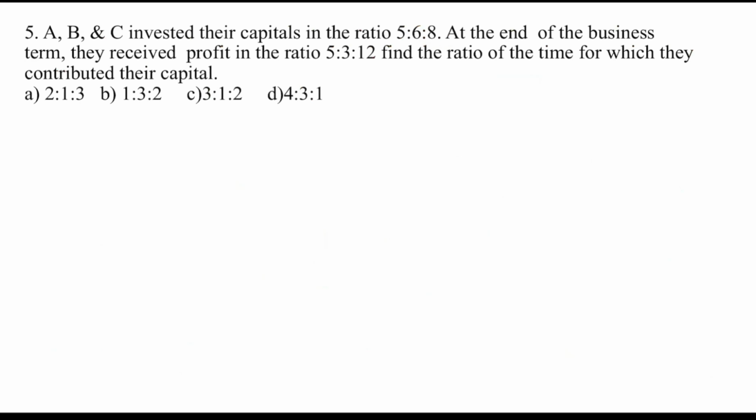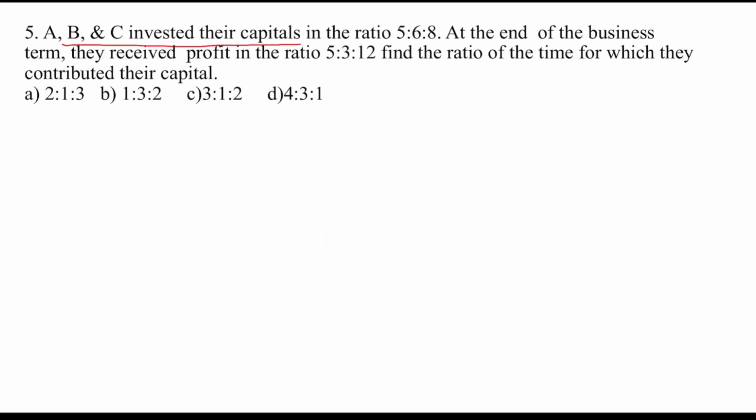A, B and C invested their capitals in the ratio 5:6:8. At the end of the business term, they received profit in the ratio 5:3:12. Find the ratio of the time for which they contributed their capital. Okay. So what is given?